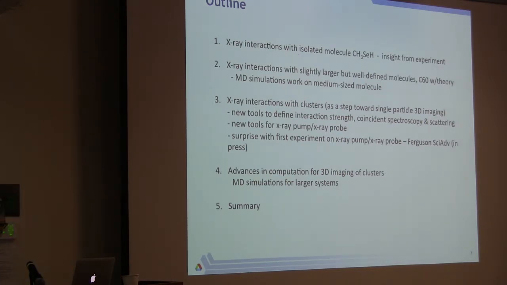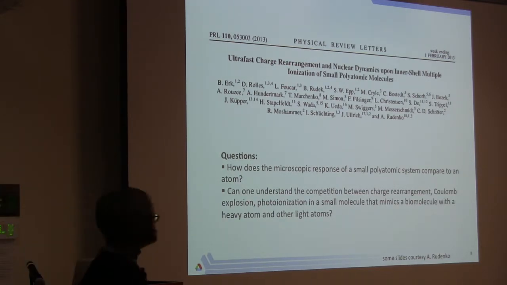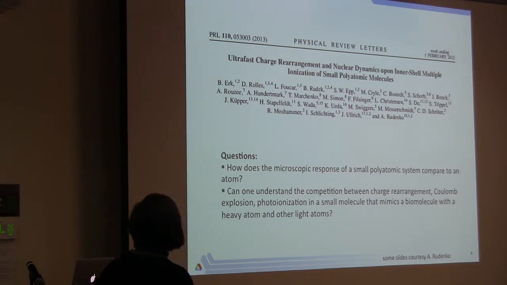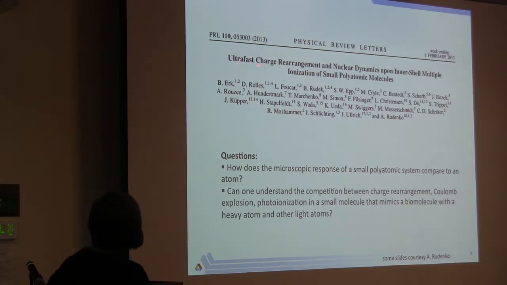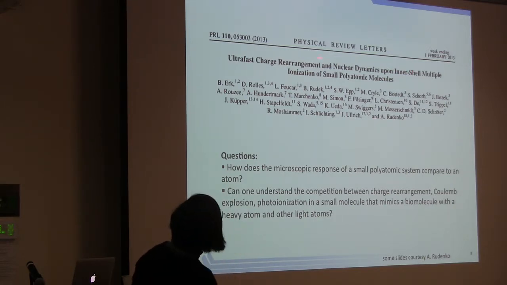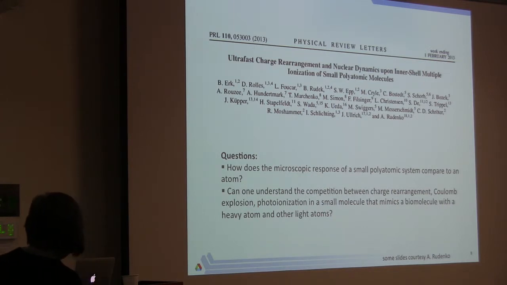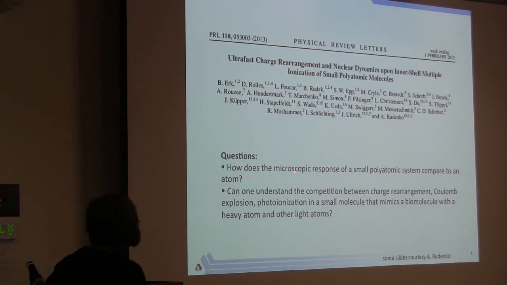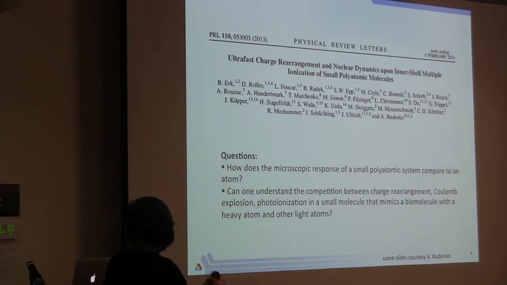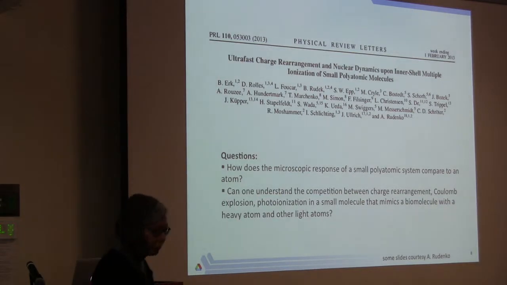Okay, all right, so this is the paper I want to talk about. I think it's a really nice paper. It was led by Artem Rudenko, and it talks about ultrafast charge rearrangement and nuclear dynamics in a strong X-ray pulse on a small polyatomic molecule. The question, of course, is how does this microscopic response of the small polyatomic system compare to an atom? Okay, it's going to be somewhat different. There are more degrees of freedom.